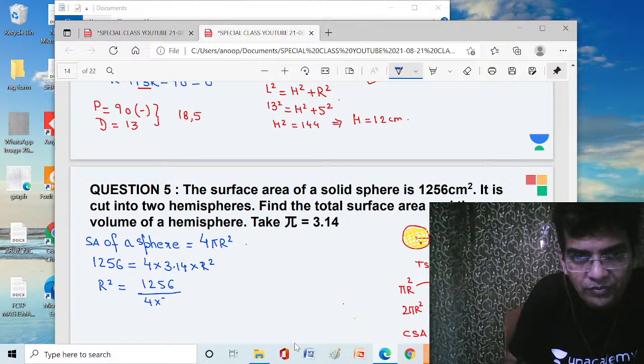So here I can write r square is equal to 1256 into 100 upon, if I multiply these two, 16 carry over 1, 5, 4 3 is 12. This will cancel out, so you are getting r square as 100. So what will be r? So r will be under root of 100, that is 10 centimeter. So I've got the radius. I have calculated the radius.